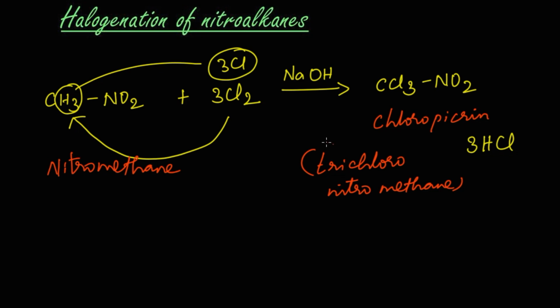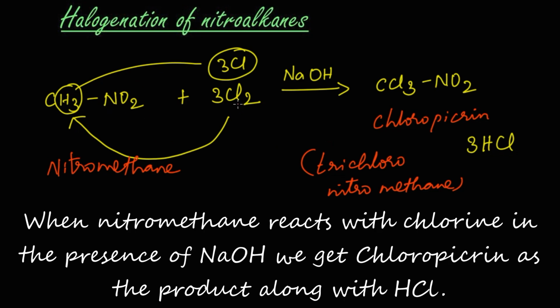Come on, let's summarize the reaction now. When nitromethane reacts with 3 chlorine molecules in the presence of sodium hydroxide, we get chloropicrin as the product along with HCl.